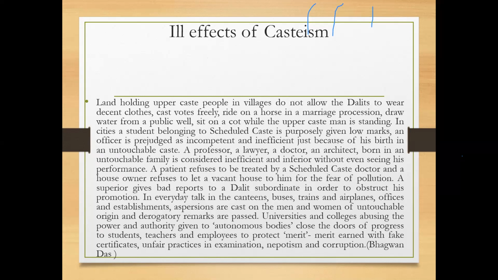In cities, a student belonging to a scheduled caste is purposely given low marks. An officer is prejudged as incompetent and inefficient just because of his birth in an untouchable caste. A professor, a lawyer, a doctor, an architect born in an untouchable family is considered inefficient and inferior without even seeing his performance. So these are the real scenarios.